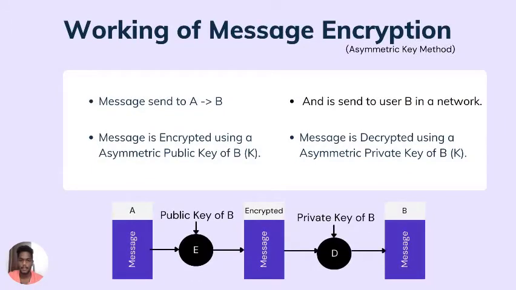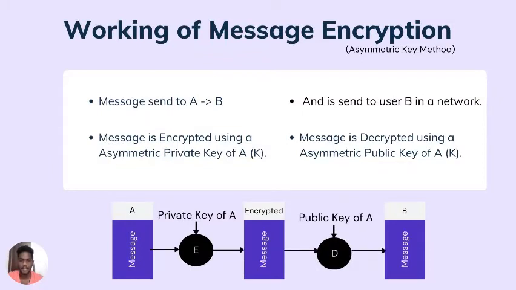And the second scenario is the asymmetric key method. In this method, when sending a message from one user to another user in a network, the first user, for example user A, will encrypt the message using the public key of B. The encrypted message is sent to user B, and he decrypts the message using his private key, because we encrypted the message using the public key of B.